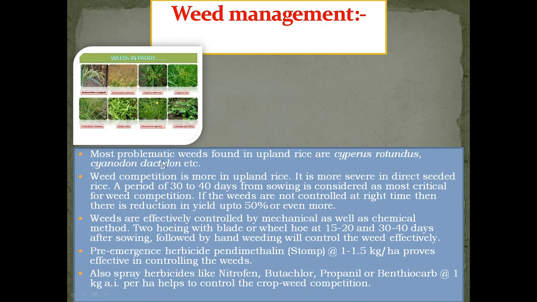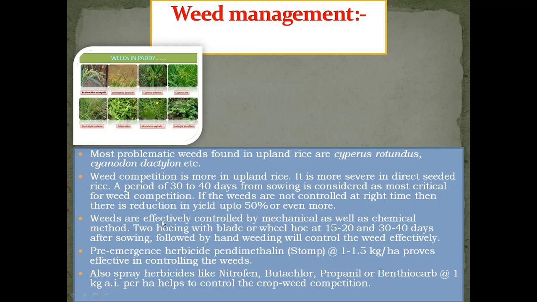The most problematic weeds found in upland are Cyperus rotundus as well as Cynodon dactylon, and then other weeds, that is Parthenium, then Echinochloa colonum or crusgalli. The weed competition is more in upland rice. It is more severe in direct seeded rice, in the period of 30 to 40 days. That initial period is most critical for weed competition. If the weeds are not controlled at the right time, then there is a reduction in rice yield of up to 50% or even more.